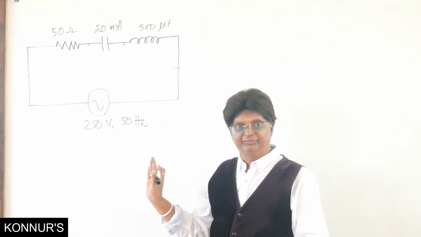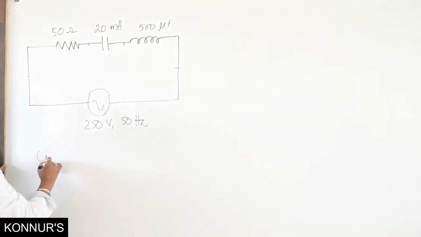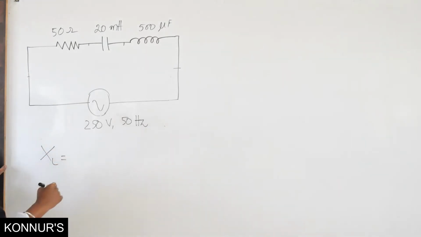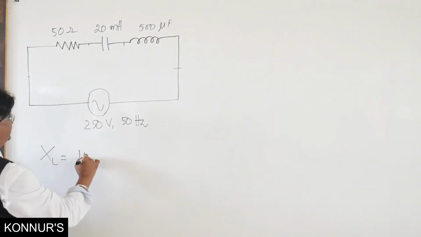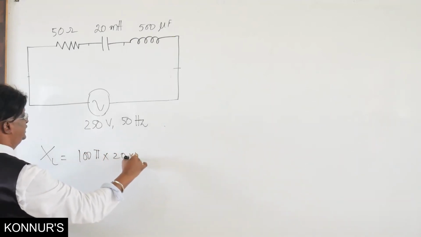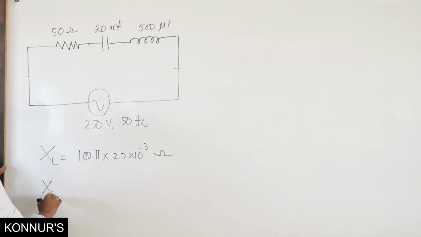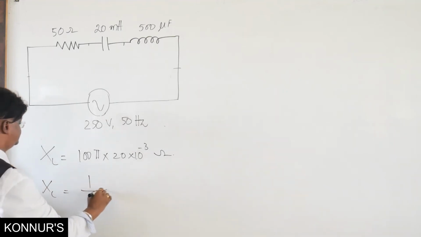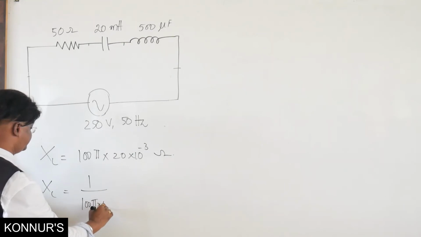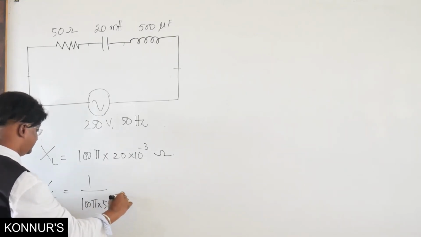Supposing, now let us verify such a case here. What is happening here? Now what is the omega L value? Sorry, the XL value. XL is 2 pi f L, right? So this is 100 pi times 20 millihenry. So these many ohms. And what is the value of XC? XC is 1 upon 100 pi times 500 microfarads, right? 500 into 10 raised to minus 6, that is 5 into 10 raised to minus 4.